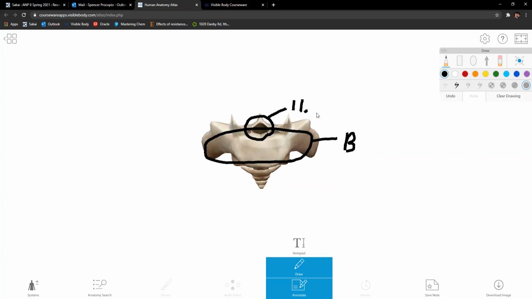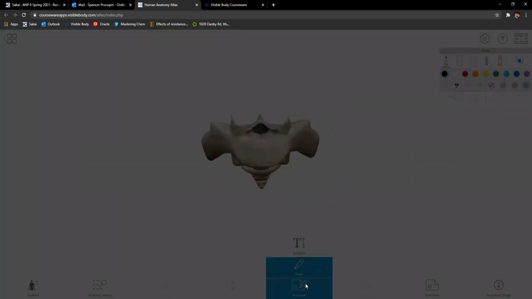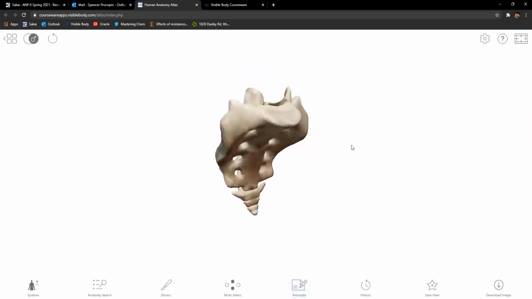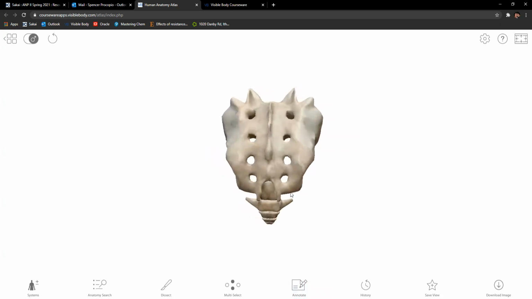All right, so for number 11, this is going to be our sacral canal. So just like we saw with our vertebrae, each of our vertebrae stack on top of each other, creating a kind of a little canal for the spinal cord to travel down through. And this is a continuation of that. So your spinal cord is going to travel down through the sacral canal and kind of end towards, or branch off towards the coccyx. All right.